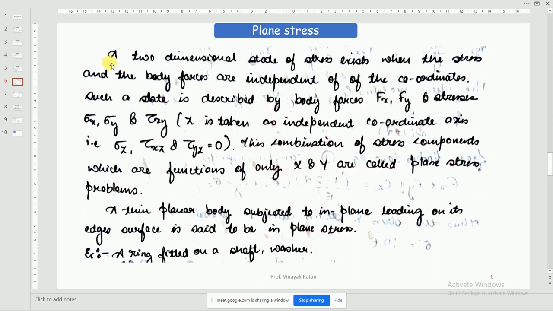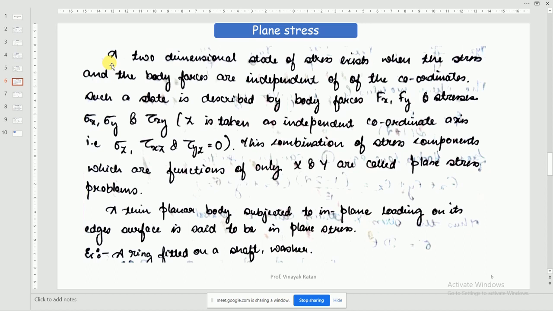After we go through plane stress and plane strain, we'll go through what the phases in FEM are. To know the phases in FEM, I'll take a problem, solve it in the software, and let you know what exactly the phases in FEM are. So what is plane stress?